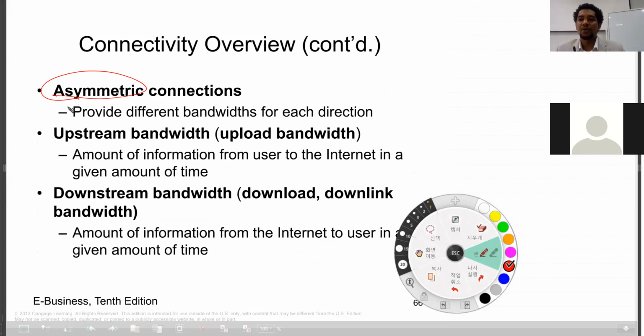Uploading is from your computer to the internet, downloading is from the internet to your computer. So if your connection is using different bandwidths, then it is called an asymmetric connection, and if it is using the same, it's called symmetric. The upstream bandwidth is to upload, and downstream is to download. If this is different, you call it asymmetric. If it is the same, you call it symmetric, right?